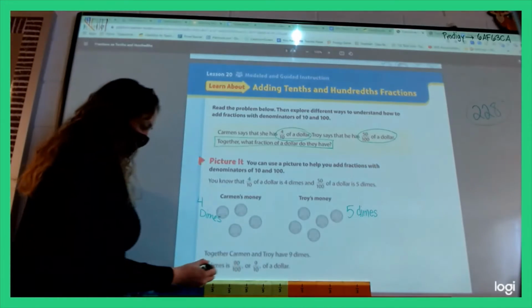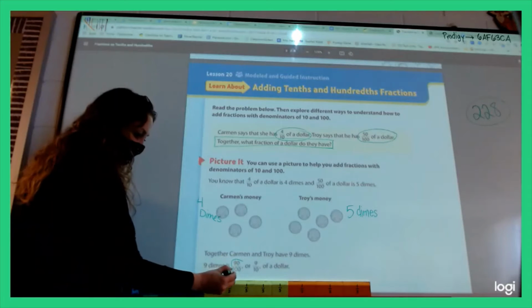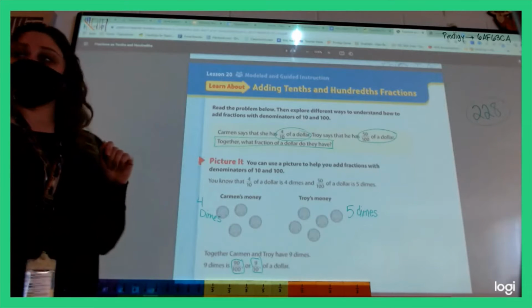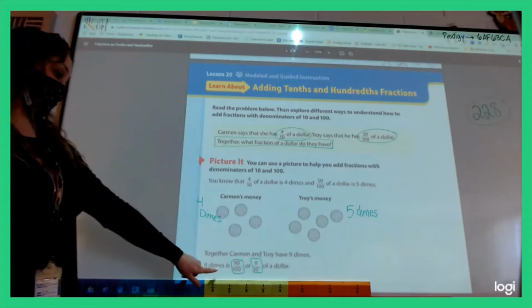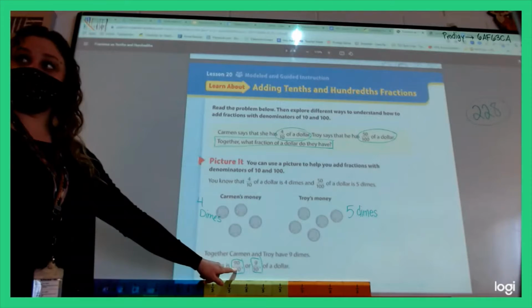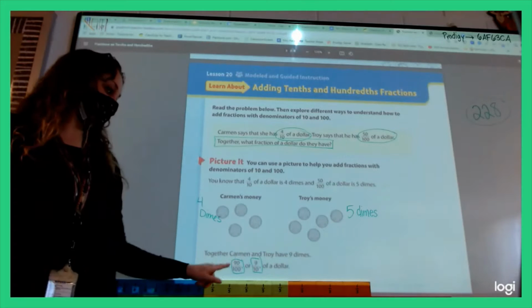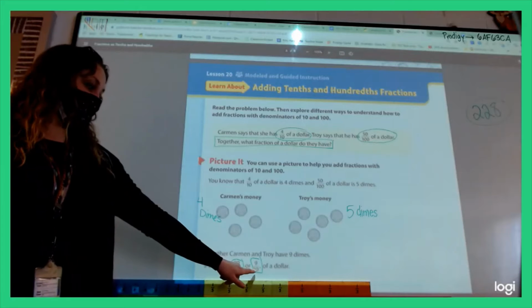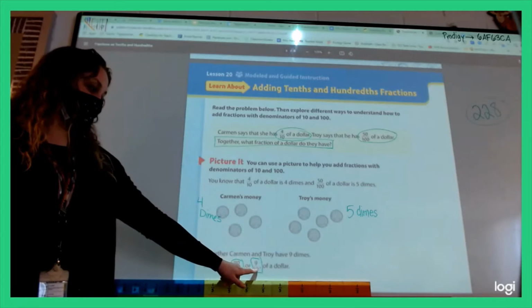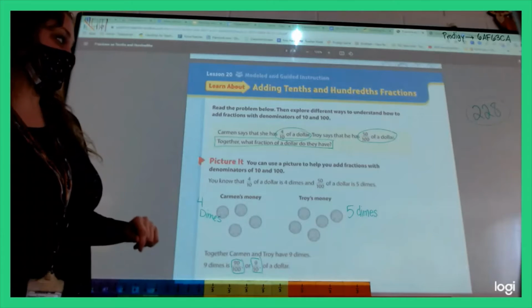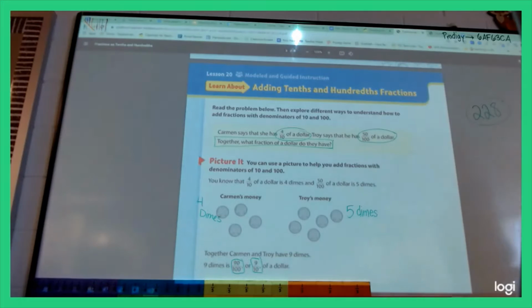9 dimes is, look at this carefully, 90 over 100 or 9/10 of a dollar. That's just one way to think about it. But it does make sense. If I have 90 out of 100, if I have $1, which is 100 pennies, does 9 dimes equal 90 pennies? Yeah? Let's think about it this way. If I have 10 dimes that make up a dollar, do they have 9 dimes? Yeah. So these are fractions of a whole with pictures. I need to scroll up to show the bottom part that shows a bar diagram.